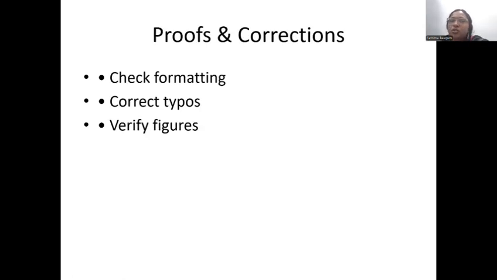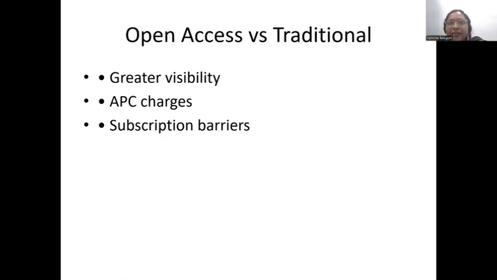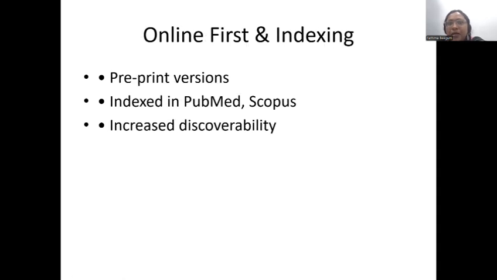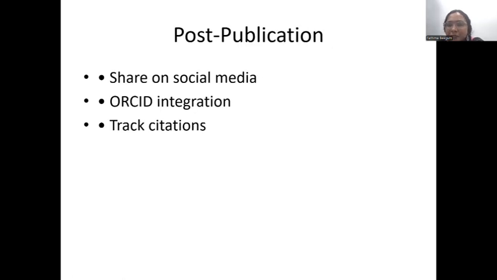Then finally, proofreading: you have to check the format, correct all the typos, verify your figures and tables, etc. Then open access and traditional, there is a difference: greater visibility, APC charge differences, subscription barrier differences. Then online first and indexing: first it is available online and then only it will go to Scopus, PubMed and all, and be available in those databases. Then once it is published, you share the link on social media, let it be useful for all. Then ORCID integration also you do, and in Google Scholar and all, you will see how many citations you are getting. So that you also track every time.